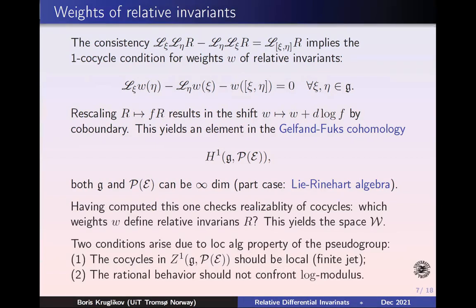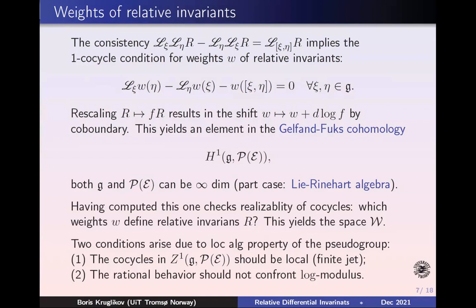So suppose we have already computed this, and we have this cohomology. Then that's still not enough. One has to check the realizability condition for cocycles, which defines the relative invariants. Okay, because maybe for some cocycles there's no R. And then this actually yields the space W, the space of weights.